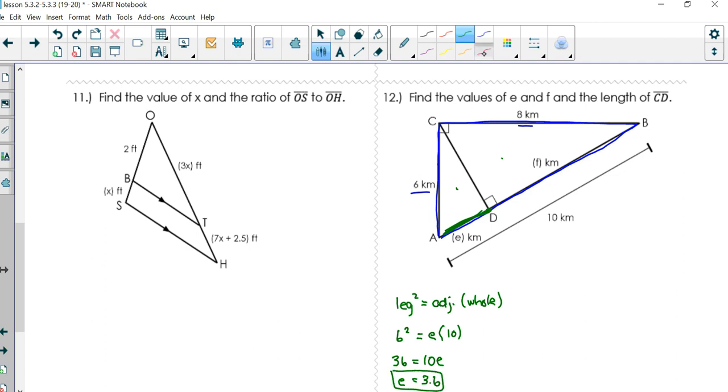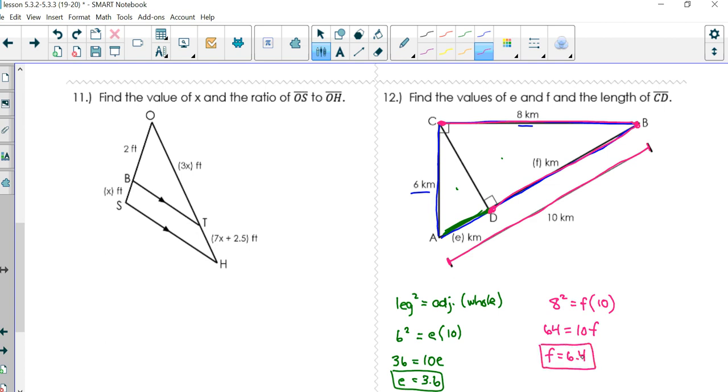Okay, I can approach the triangle from the other side, and I can now use this as my leg. I can say leg squared equals my adjacent. Notice it goes all the way to that altitude. And then my whole is, again, this whole piece right here, which is 10. Notice the whole is always the hypotenuse. This looks like a big piece, but it's always going to be shorter than the hypotenuse because it's going to stop at the altitude. So that gives me 64 equals 10F, which means that F is 6.4.